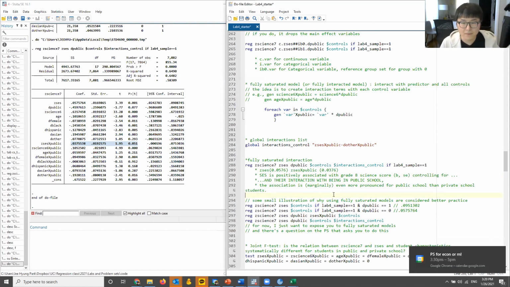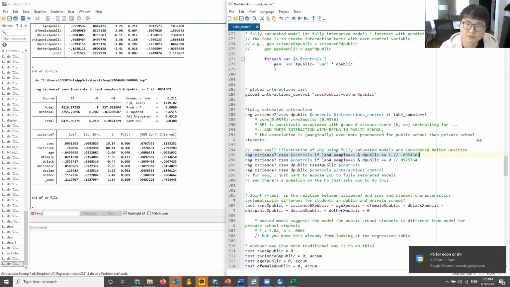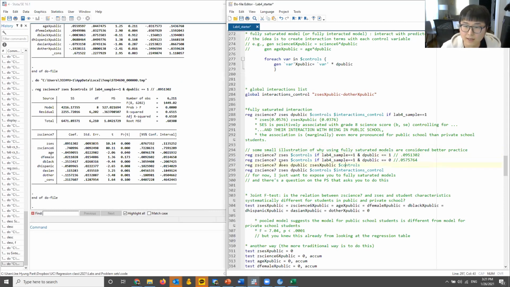Now, I'll do a quick illustration for why you would want to run a fully interactive model and why in the field it's considered best practice, even though it looks kind of like a hot mess. Okay, we're gonna run the same regression for public school with the controls, and for private school. Sorry, I'll note, for public school, remember, ZSES 0.0951.